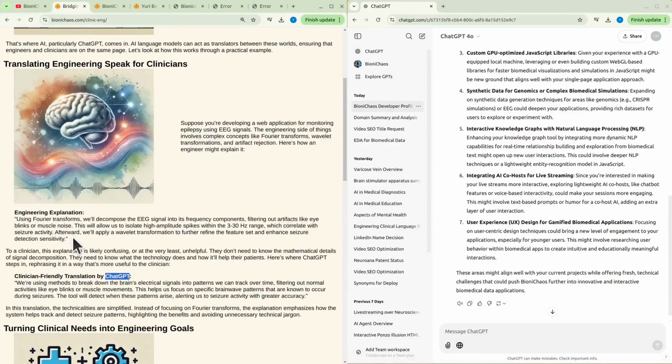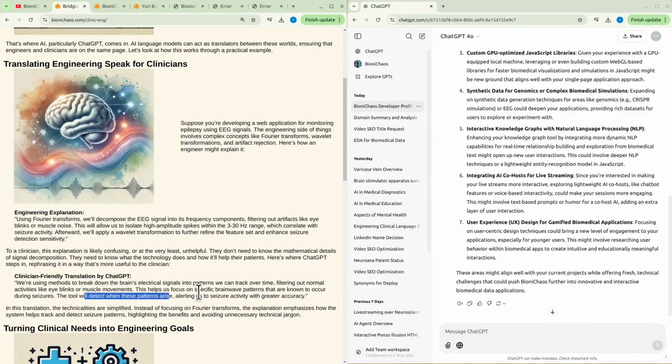So translate the concept, and in clinical friendly language, it will sound like we are using methods to break down the brain electrical signals into patterns we can track over time. I'm not sure why filtering is still used, but I guess this will be filtering in a non-engineering sense, actual filtering, sifting through. So separating out normal activities like eye blinking or muscle movements, and this will help us focus on specific brainwave patterns that occur during seizures.